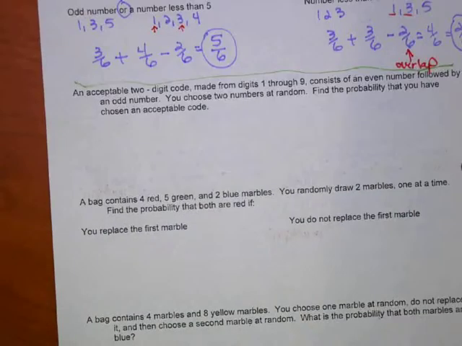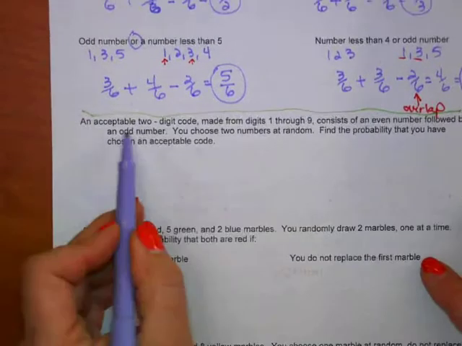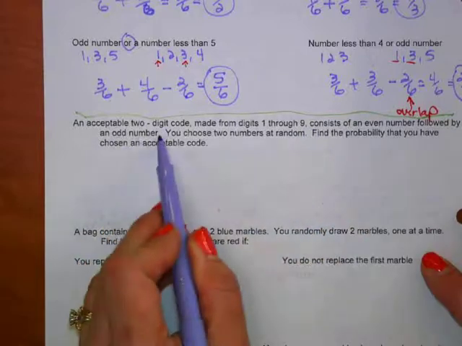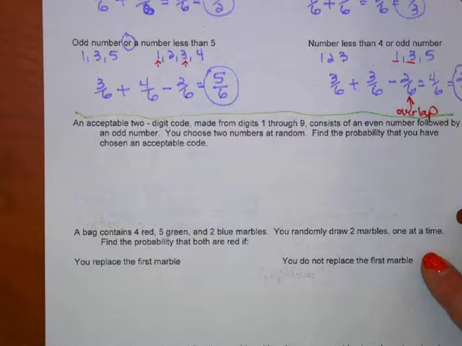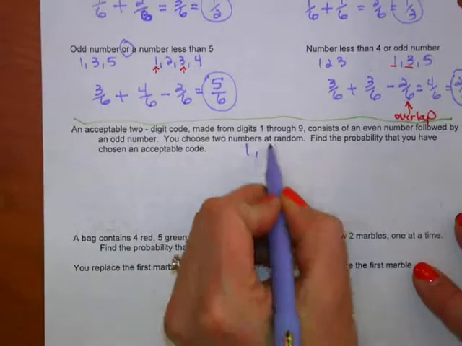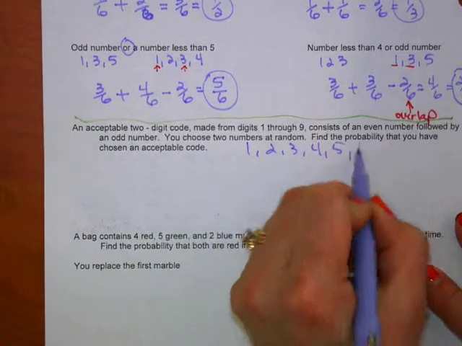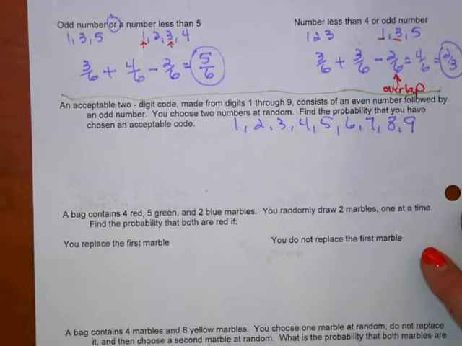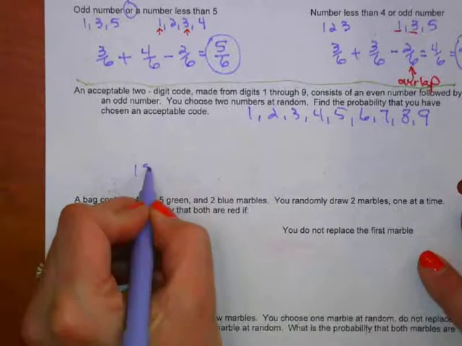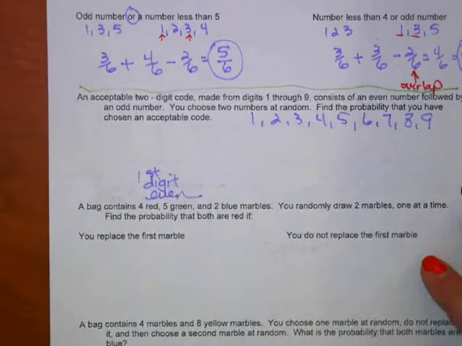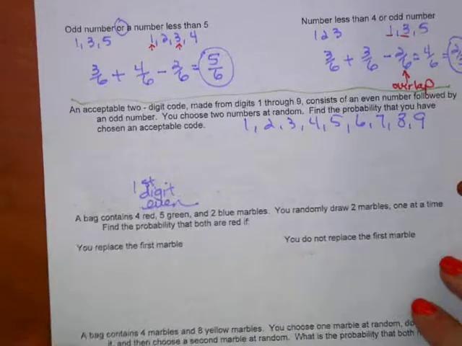An acceptable two-digit code made from digits 1 through 9 consists of an even number followed by an odd number. You choose two numbers at random. Find the probability that you've chosen an acceptable code. So 1 through 9 is 1, 2, 3, 4, 5, 6, 7, 8, and 9. For my first digit, I want an even. How many evens are here? 4. So for my first digit, the chance of getting an even number is 4 out of 9.